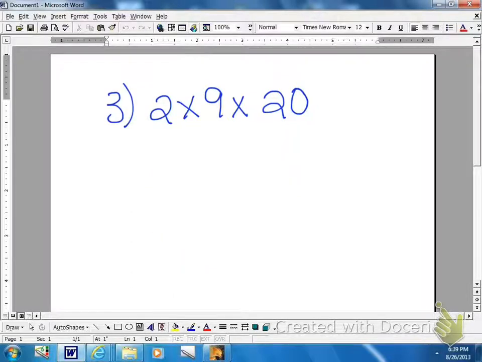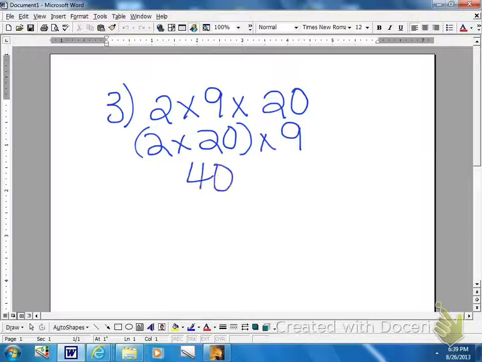Okay, number 3, 2 times 9 times 20. Well, go ahead and do 2 times 20, if that's what I would do. I'd go ahead and put my 2 times 20 again. Commutative property of multiplication. I can do this first and then multiply it times 9. So 2 times 20 is 40. Now times 9. 4 times 9 is 36 plus my 0. And I get 360.